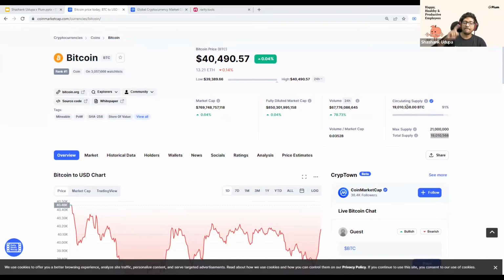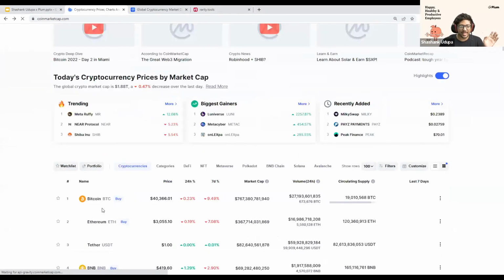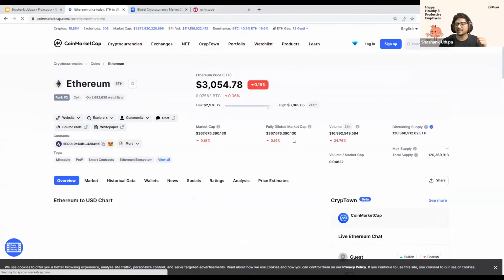Now, Bitcoin is neither inflationary nor deflationary. The coin system is very fixed. It's a fixed market cap. So they have 21 million. That's all. It's not going to go more than 21 million. So it's fixed. Whereas if you look at Ethereum, Ethereum is an inflationary token.